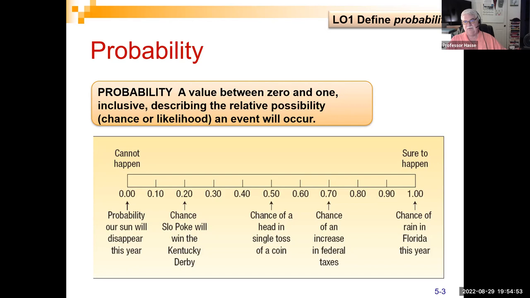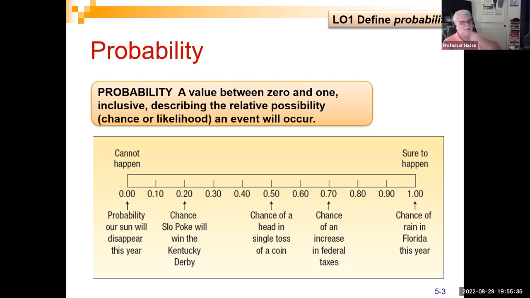And here's a perfect slide from our text. The probability that the sun will disappear this year, probably almost close to zero. The sun's probably going to rise and be here every day. The probability that a slow horse will win the Kentucky Derby, and the name of that horse is Slowpoke, maybe a 20% chance. Not great. The chance of a head on a coin toss is going to be either a head or a tail. Well, that's 50-50. 50% is going to be a head, 50% is going to be a tail. No matter what, it's going to be one of those two things.